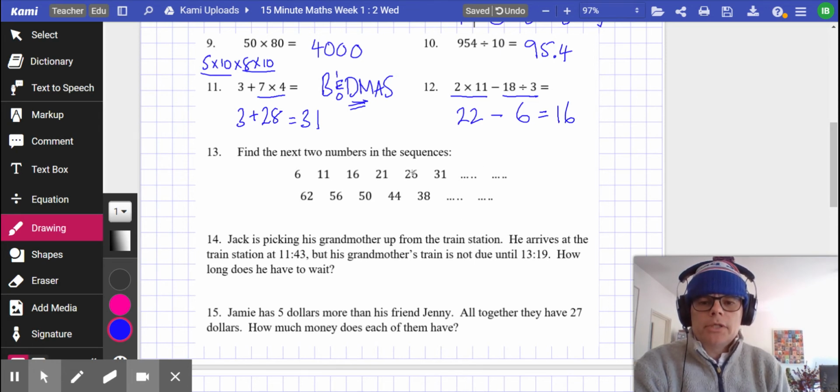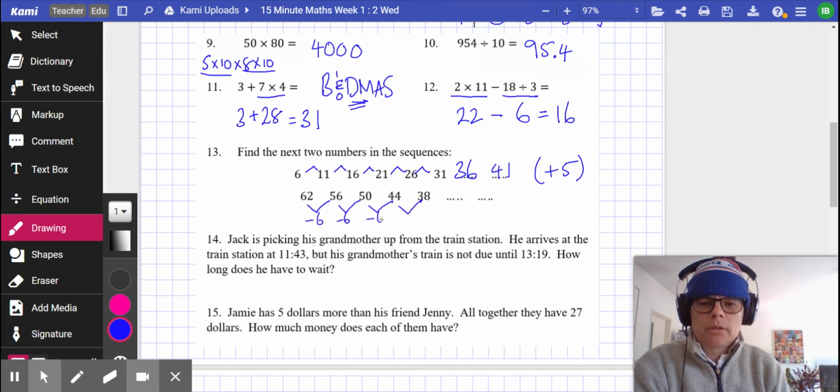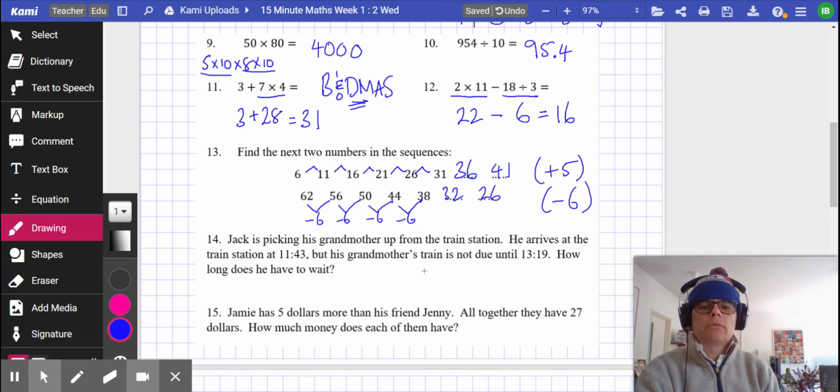Find the next two numbers in the sequences. 6, 11, 16, 21, 26, 31. I believe every time we're going up here, we're adding 5 each time. So that will be 36 and 41. In this one, I think we are subtracting 6 each time. I think we're subtracting 6, aren't we? We're subtracting 6 each time. 38, subtract 6, 32. 32, subtract 6, 26. So again, very well done if you got those right.